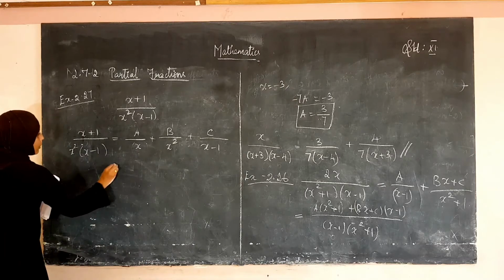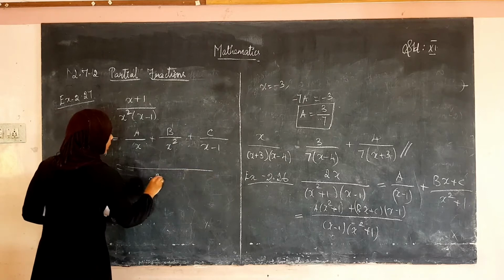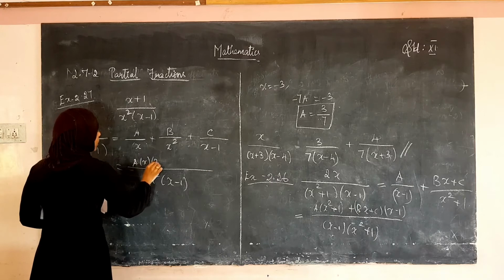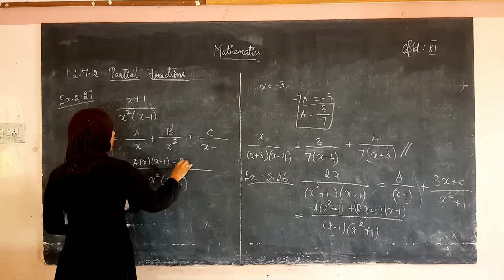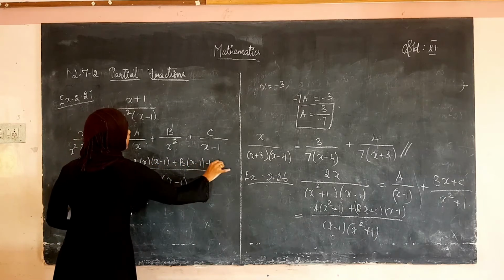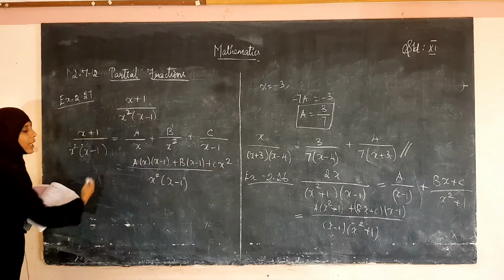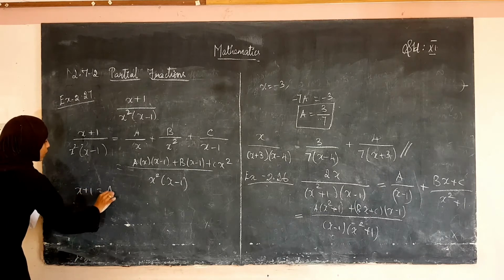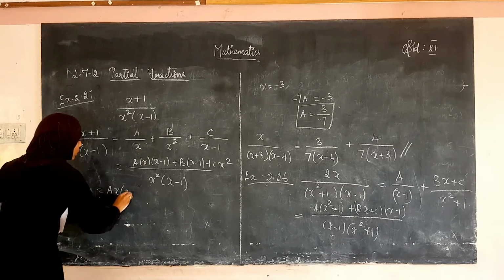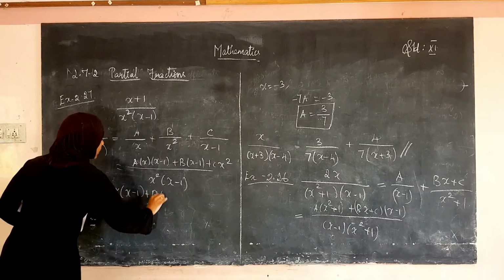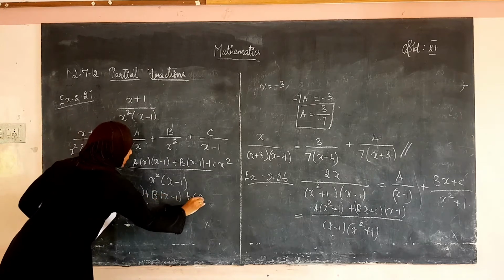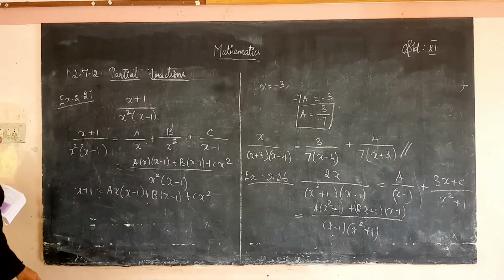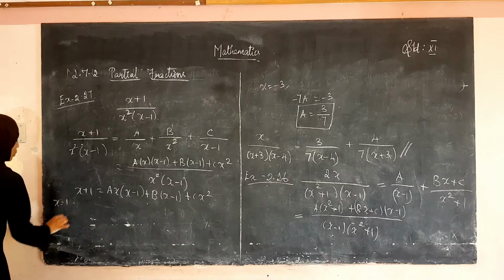See, now take the LCM on the right hand side. What we get? X square into x minus 1. A into x minus 1 plus b into x minus 1 plus c into x square. See, we have the denominator same. Now we equate the numerator. X plus 1 is equal to a into x minus 1 plus b into x minus 1 plus c into x square. Okay. Now at first let us take x is equal to 1.